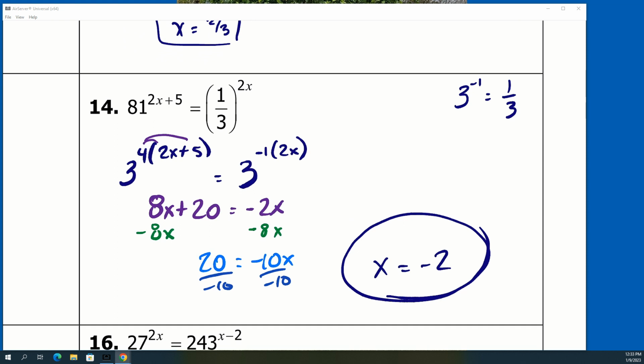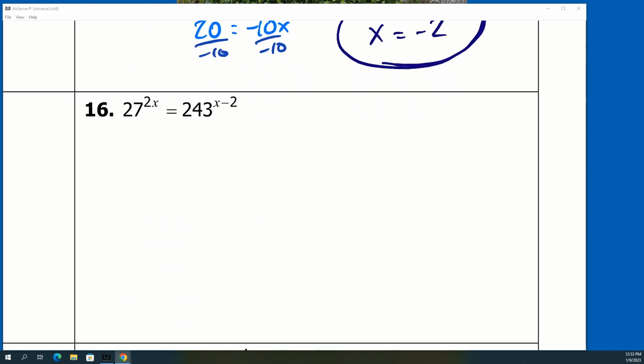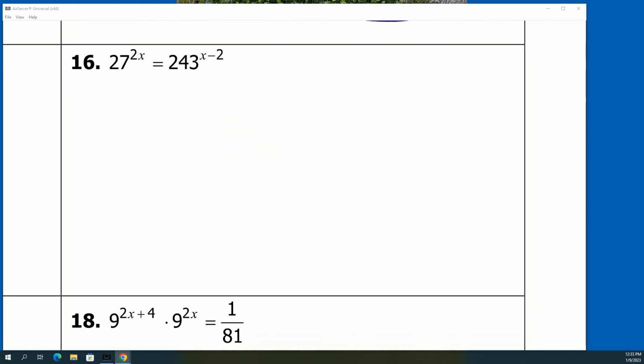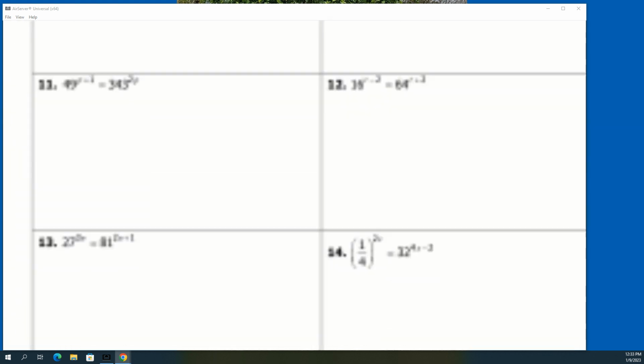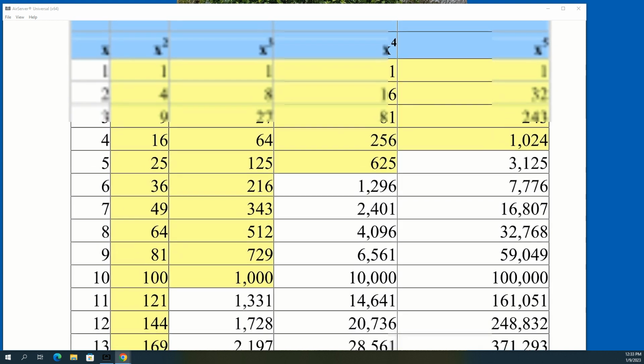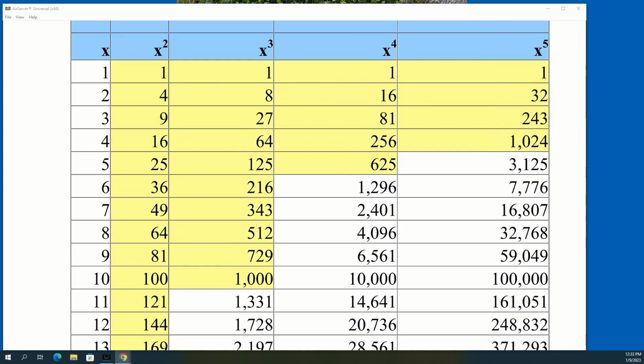Trying to decide which one to do next. Let's just do 16. All right, so we're going to look at the chart and we're going to try and find 27 and 243 in the same row. What number again? 16, sorry. 3. Yeah, in the row for 3. So 27 we can write as 3 to the 3rd, and 243 we can write as 3 to the 5th.